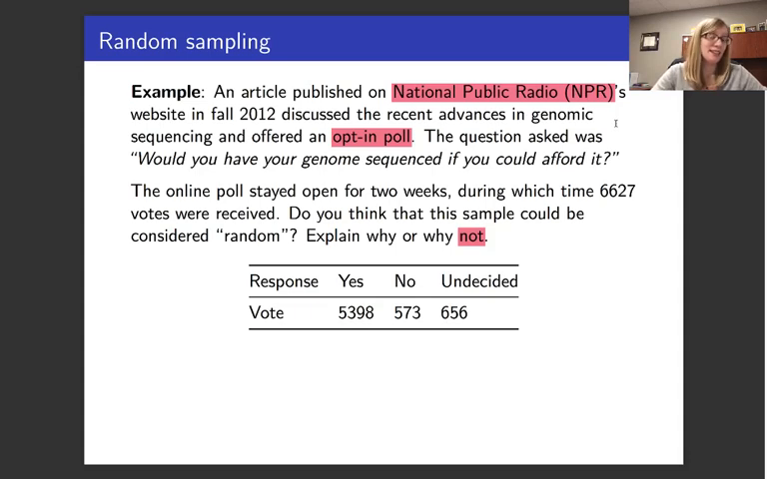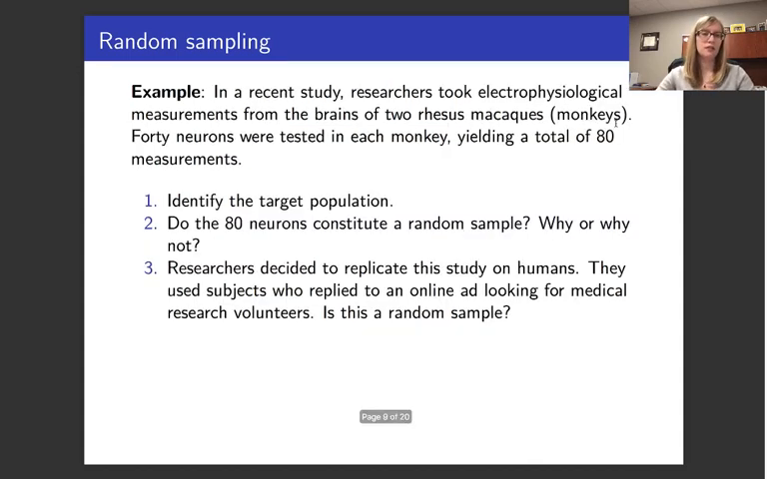That being said, there's probably not a lot of ways that NPR could have done this study otherwise. Even though this isn't a random sample, this might be the best information that they were able to get, given the resources that they have. Let's look at another example. So in a study, researchers took electrophysiological measurements from the brains of 2 rhesus macaques, monkeys.